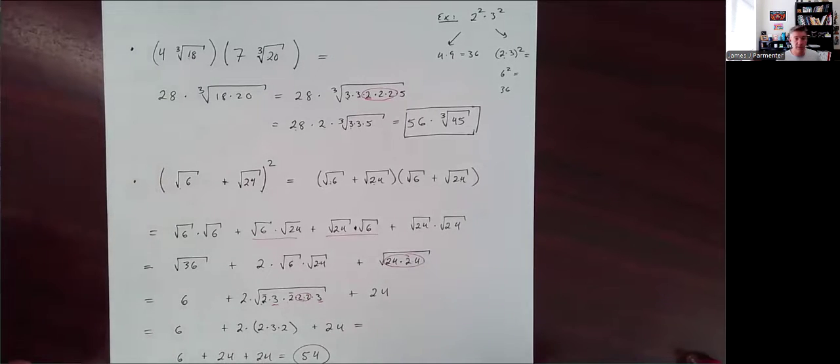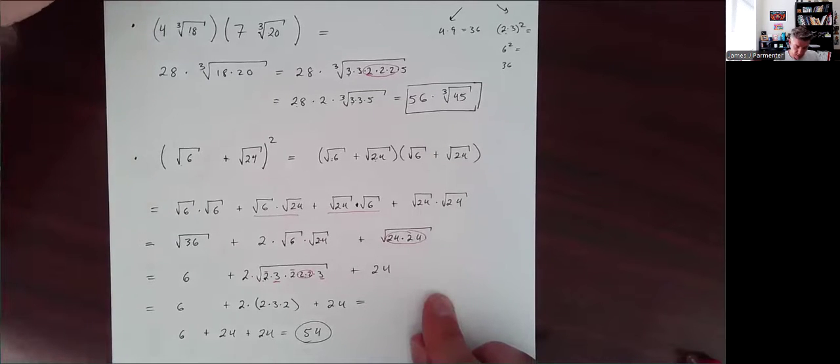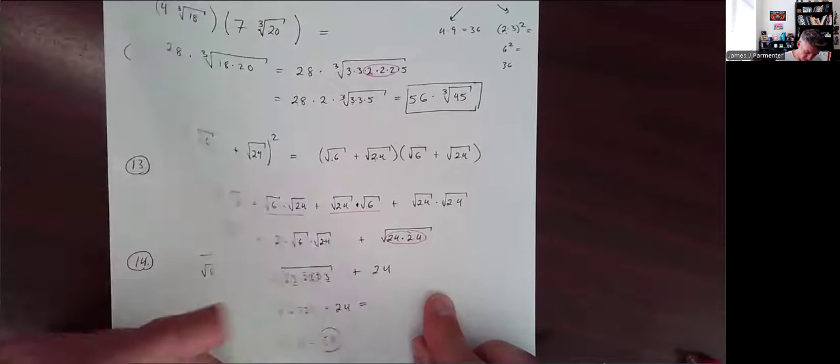Now I'll point out, not all these examples are going to come out to be a perfect, nice integer. Most of the time, you'll have another square left over.